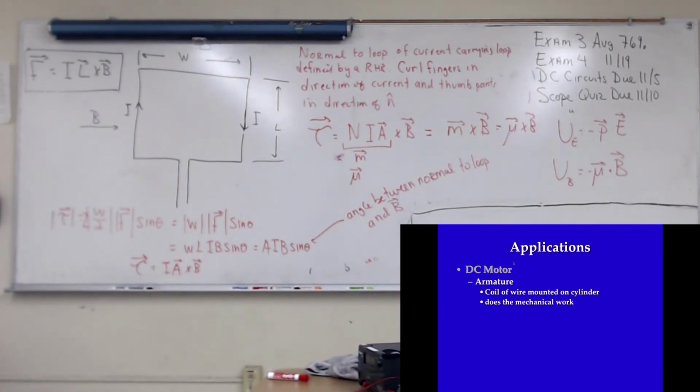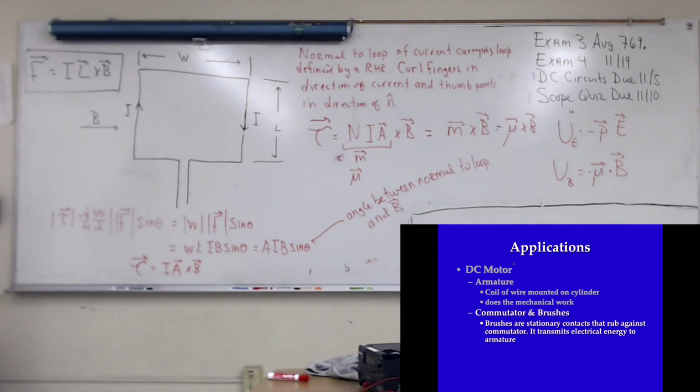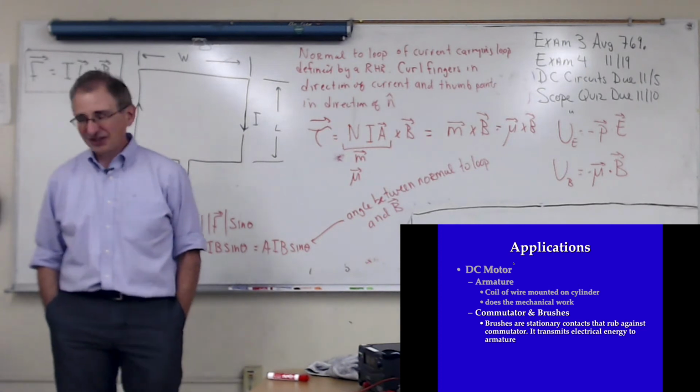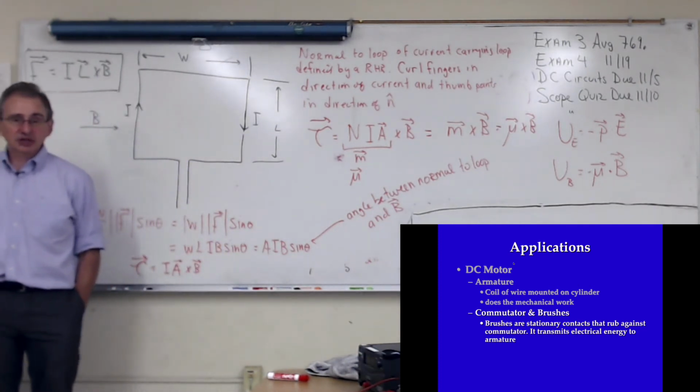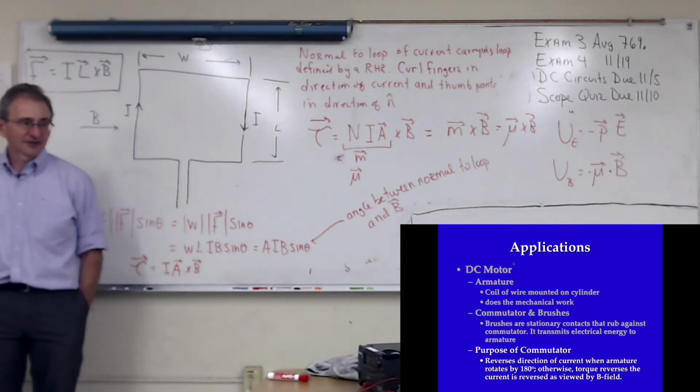So again, the motor consists of an armature, which is basically a coil of wire mounted on a cylinder. It is the piece of the device that does mechanical work. The commutator and the brushes are stationary contacts, the brushes rub against the commutator, and that transmits the electrical energy to the armature.